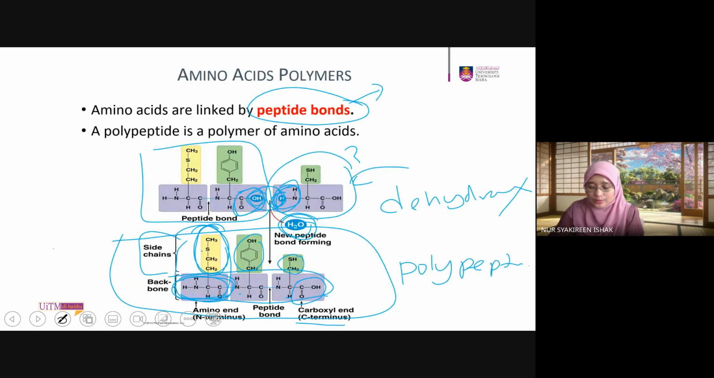So this is a polypeptide chain. It has a backbone, a repeating unit of nitrogen, carbon, carbon, nitrogen, carbon, carbon, and protruding from that backbone you have the side chains. These side chains will be involved in the formation of interactions between the amino acids along the polypeptide chain. Later, we are going to look at the significance of having these different side chains.